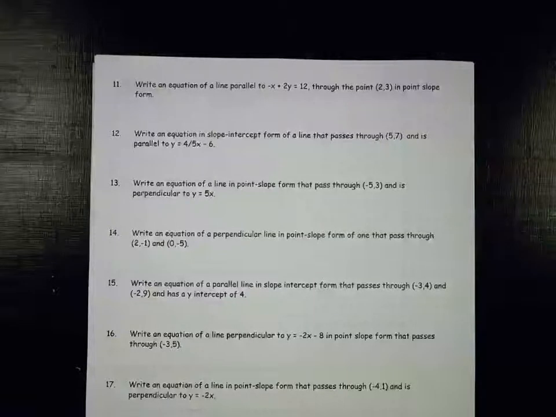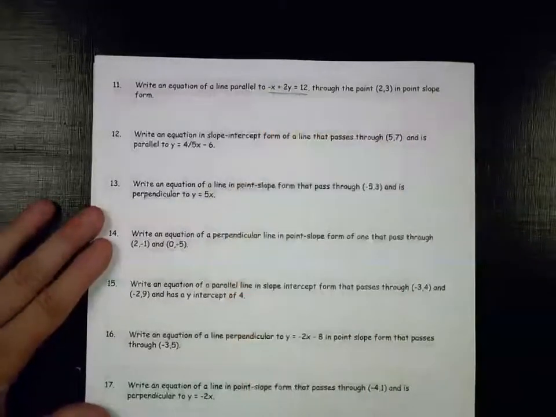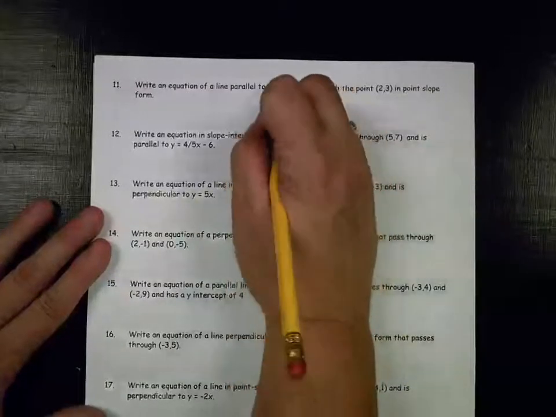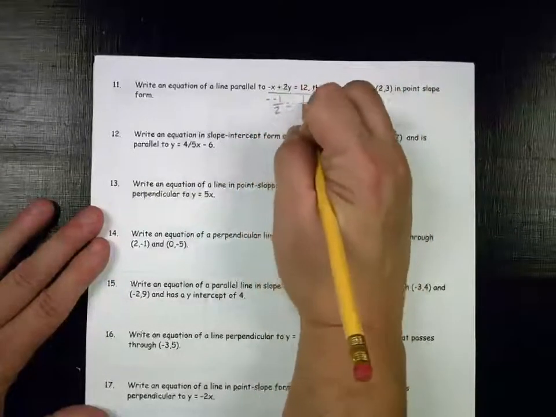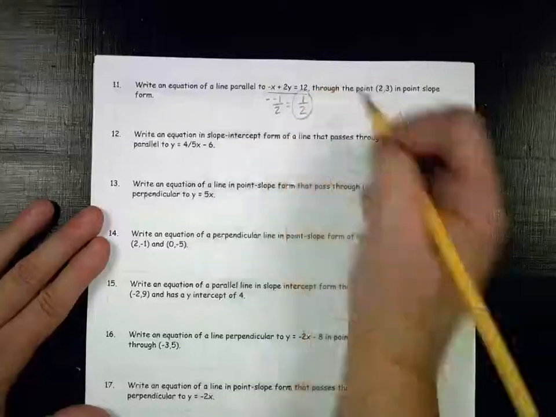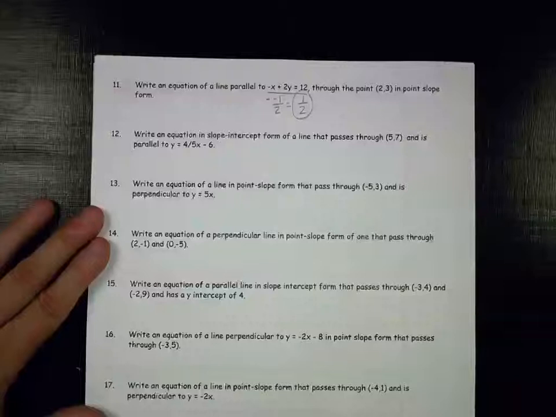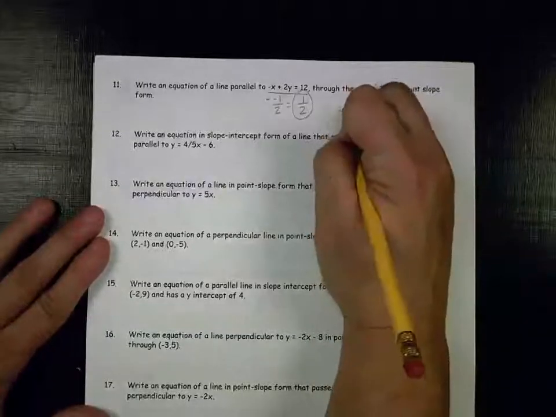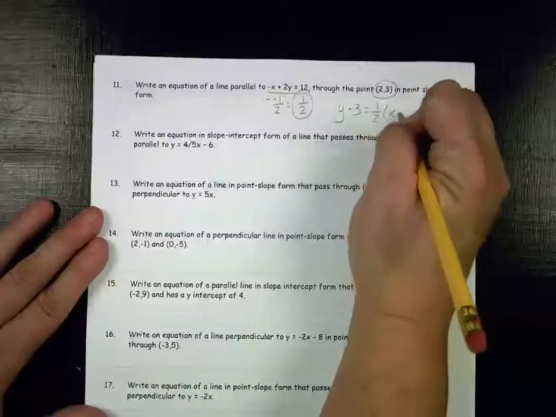First one says, write an equation of a line parallel. Well, parallel tells us that we have to have the same slope. The slope of this line would be -1/2. So our slope is 1/2 because we need the same slope. Parallel lines have the same slope. They give us the point, and they want this one in point slope form. So we would have y minus 3 equals 1/2 x minus 2.